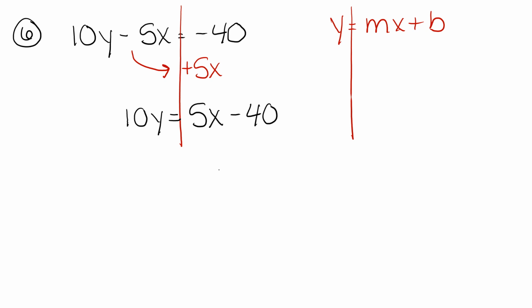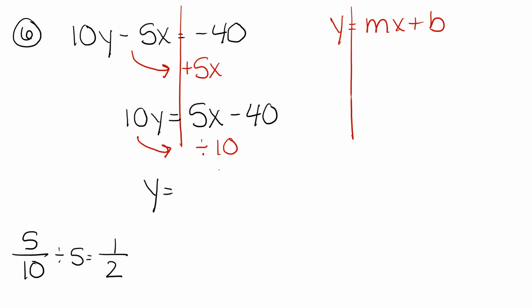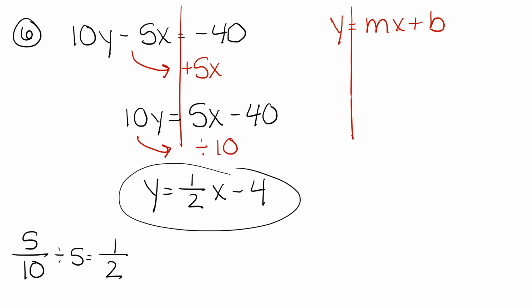Now, we have to get rid of the 10 because in our equation, y equals mx plus b, y is completely by itself. There are no extra values. 10 and y side by side means multiply, so we do the opposite, we divide. 5 divided by 10. If you were to set up 5 over 10 as a fraction, because all slopes are fractions, we can simplify that fraction. 5 divided by 5 is 1, 10 divided by 5 is 2. Our slope, our rate of change, m, would be 1/2. 40 divided by 10 would give us 4. Y equals 1/2 x minus 4.